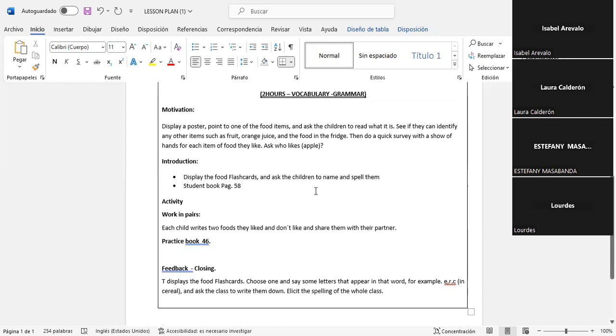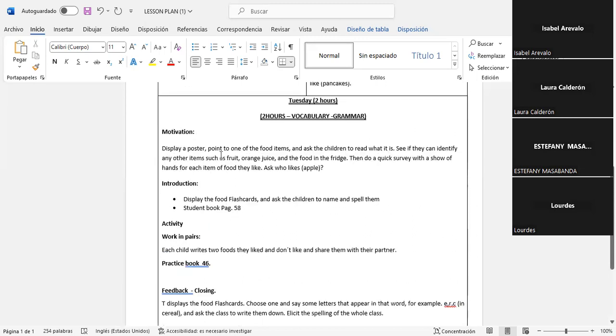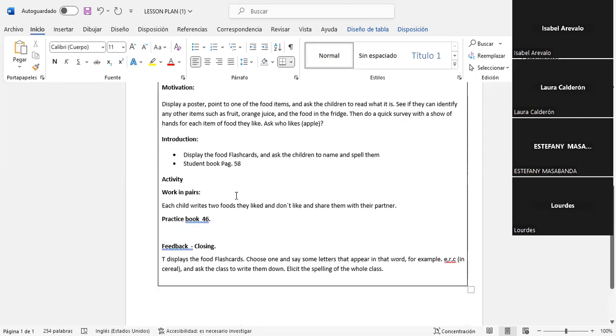Okay. And ask the children to name it and spell it. Okay. Work in pairs. Each child writes 2 foods. I don't like. Display the food flashcards. I like your lesson plan, but as I told you, if you want, you can use realia. Things that instead of the flashcards, you can use realia. Okay.